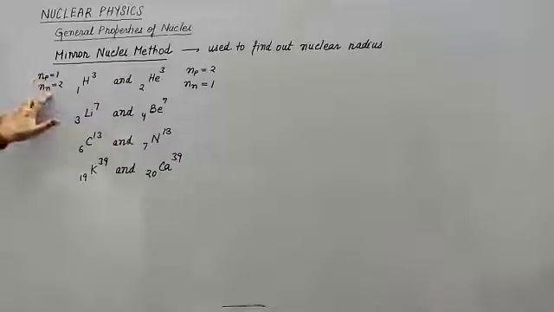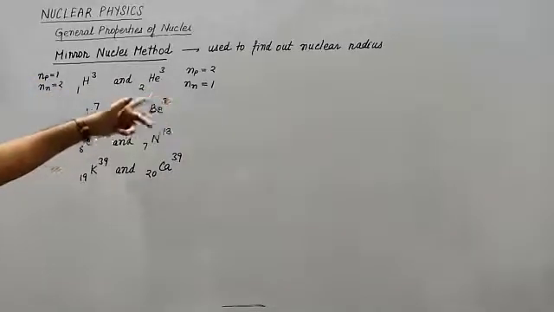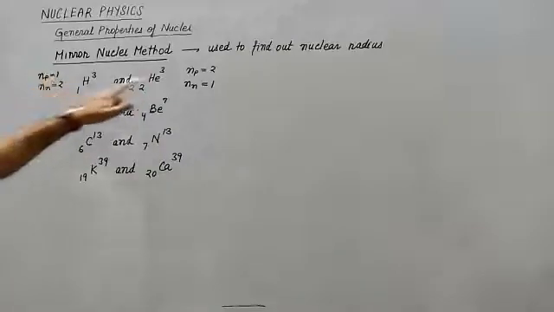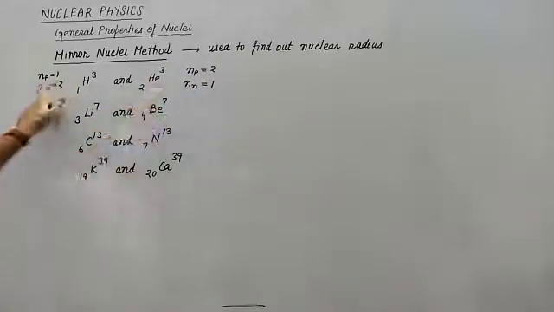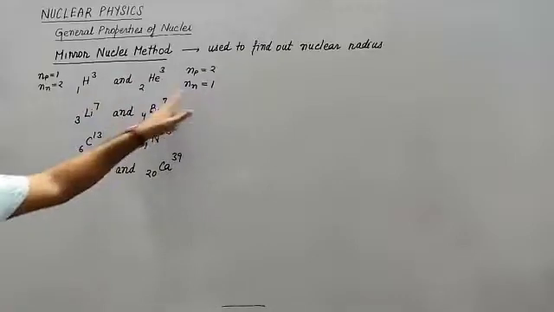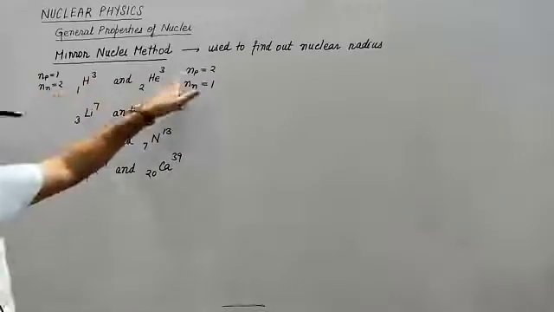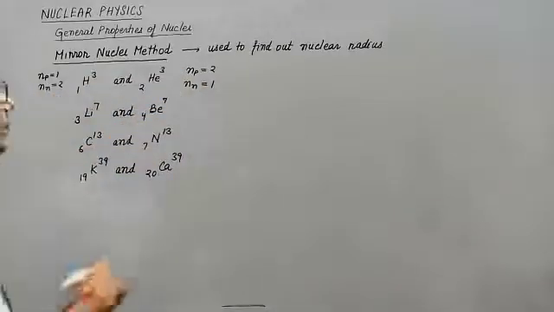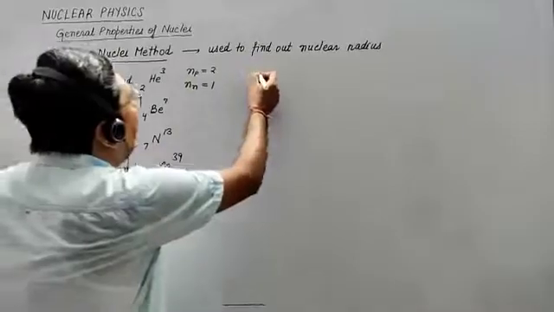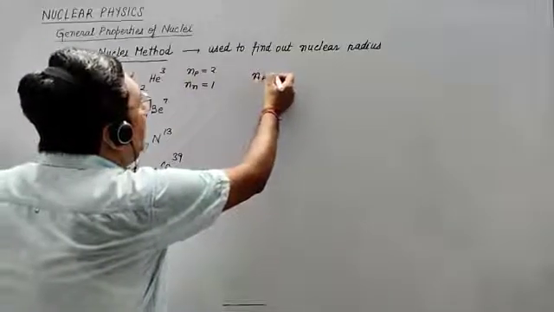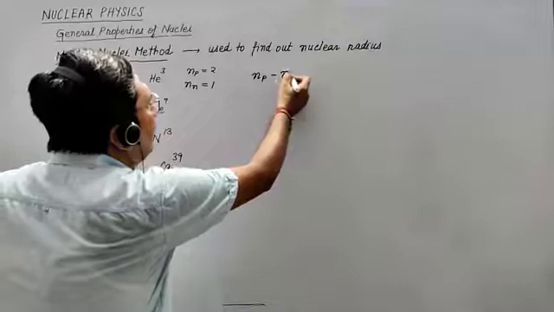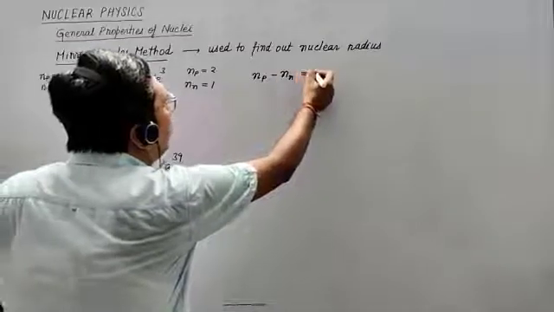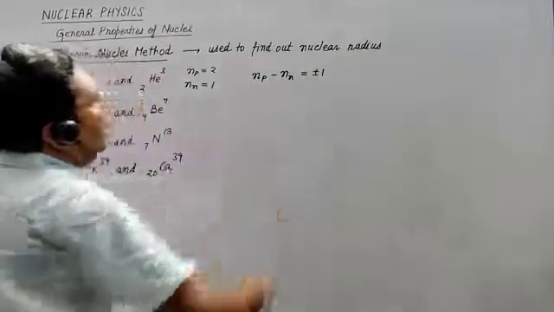So in this type of nuclei, number of protons and number of neutrons are exchanged. So here this was 1, 2, and here this is 2, 1. Number of protons becomes number of neutrons here, and number of neutrons becomes number of protons here. And another important thing is that Np minus Nn, number of protons minus number of neutrons, will be equal to plus minus 1 only.